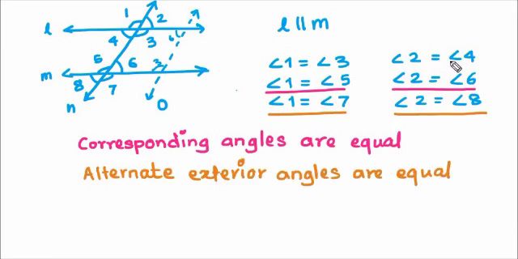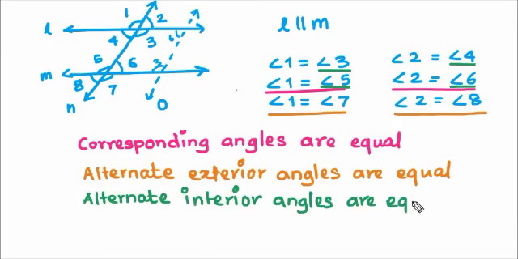Here we see angle 2 is equal to angle 4 and angle 2 is equal to angle 6. That means angle 4 is equal to angle 6. Same way, angle 3 is going to be equal to angle 5, because 1 is equal to 3, and 1 is equal to 5. That means 3 is equal to 5. And angles 3 and 5 are alternate interior angles. Same way, angles 4 and 6 are alternate interior angles. So we can say alternate interior angles are equal when we have two parallel lines and a transversal.